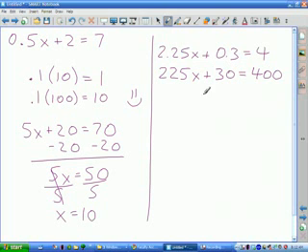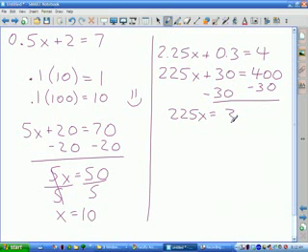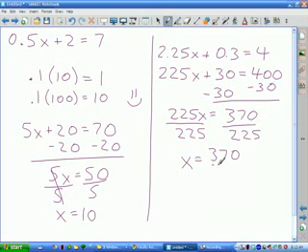Okay. Now, I can subtract the 30, and I get 5x equals 307. Is that right? Yeah. Okay. Now divide. Okay. And there you have it. X is equal to 370 over 225. And then you could reduce the fraction. Okay.